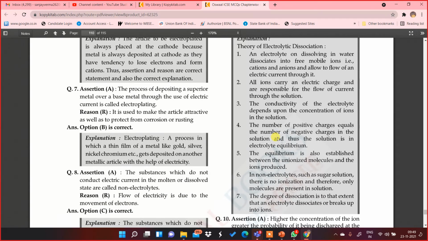Now, question number 7. Assertion A: The process of depositing a superior metal over a base metal by the use of direct electric current is called electroplating. Reason: electroplating is used to make the article look attractive as well as to protect it from corrosion or rusting. Here option B is given as correct. Both A and R are true in their own place, but R is not the correct explanation for A. So that's why option B is correct.